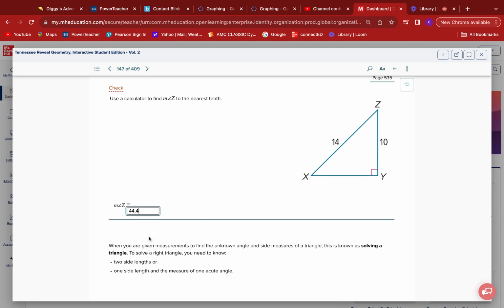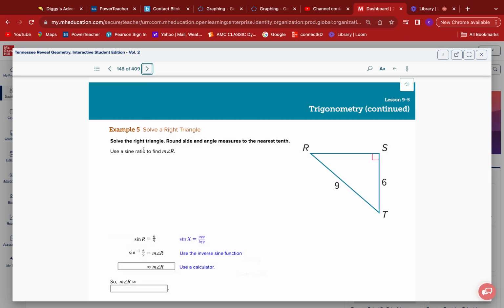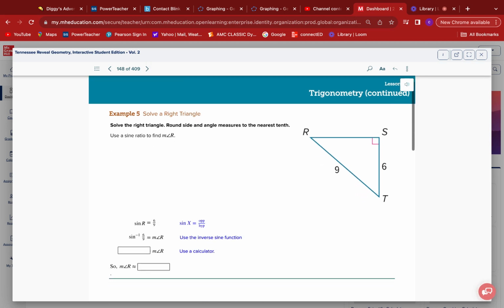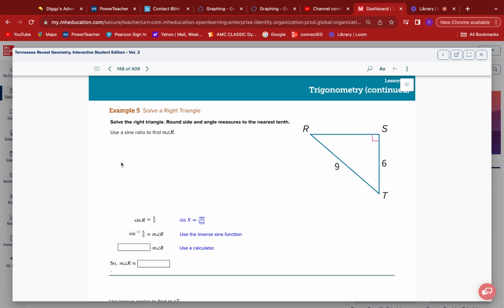All right, so now we're going to probably solve, yes, an entire triangle. Let me turn to the next page, and you're just going to move down to the bottom of page 536. All right, so it says to solve this triangle. Now, what that means is I got to find everything that's missing. I got to find angle R. I've got to find angle T. And I have to find the third side, R to S. I have two sides, 6, and I have the hypotenuse, which is 9.